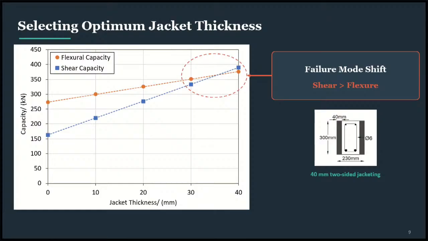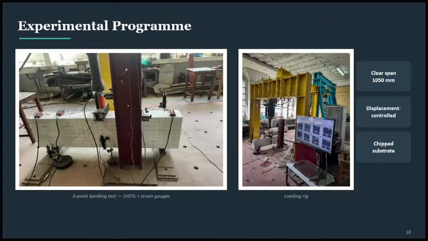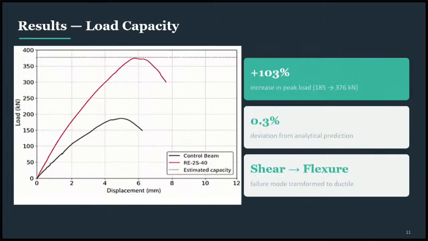So with this two-sided jacketing configuration of 40 millimeter jackets selected as the optimum thickness, we moved on to the experimental validation part. For the experimental program, we conducted full-scale beam testing with 3-point bending tests, as shown here. So the important part is the results comparison between these predictions and our experimental program.